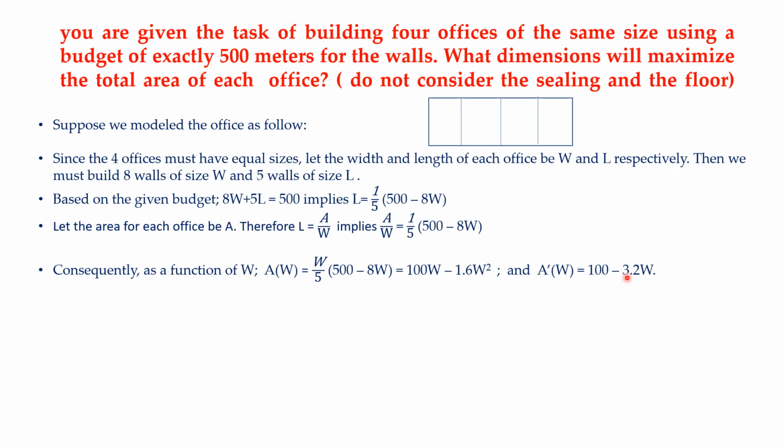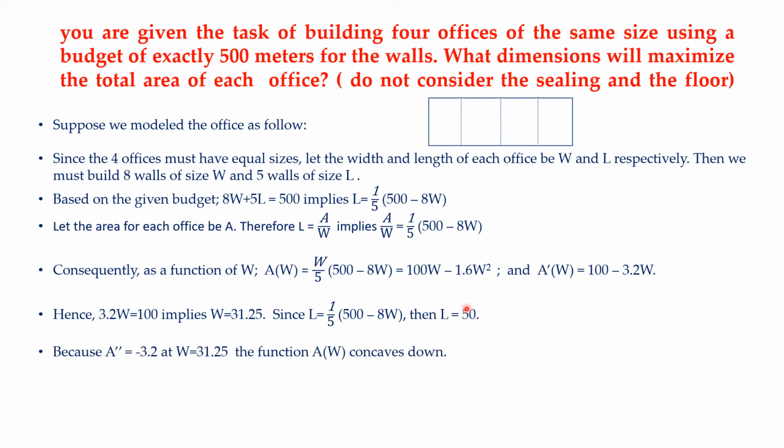Now we equate this to 0 to find the value of W, and then we'll check whether or not that value leads us to the maximum value. Since 3.2W equals 100, it implies W equals 31.25. And since L equals 1 over 5 multiplied by 500 minus 8W, we can figure out L to be equal to 50.